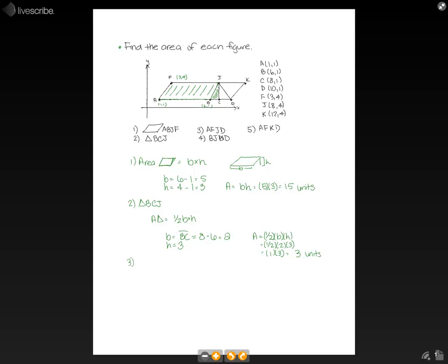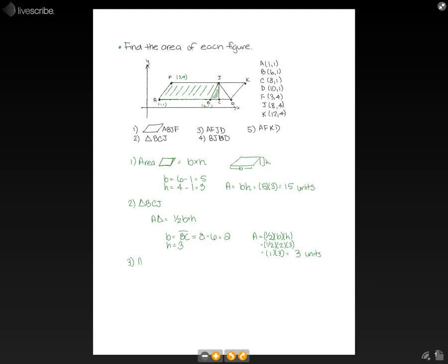3. We're asked to find the area of AFJD. Since this is no specific shape, what we're going to want to do is break this up into shapes that we know how to find the areas of. We already found the area of the parallelogram AFJB, or ABFJ, and we already found the area of the triangle JBC, which was the second one. So all that's left to create the shape we're looking for is the area of the triangle JCD.